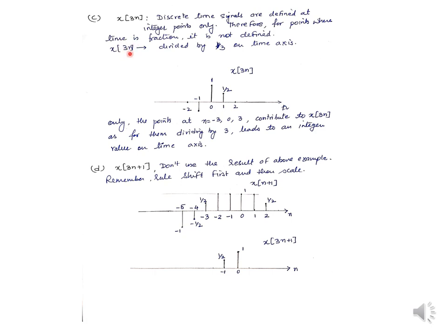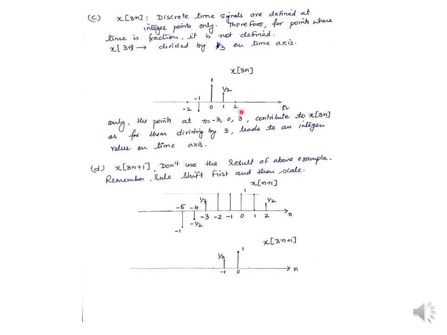So x of 3n means that we have to divide the time axis by 3. The points of the signal x of n which we have taken earlier will be divided by 3. So the point which was at n equals 3 divided by 3 becomes n equals 1. The point defined at n equals minus 3 will become minus 1, and at 0 it will remain 0, because 0 divided by 3 remains 0.